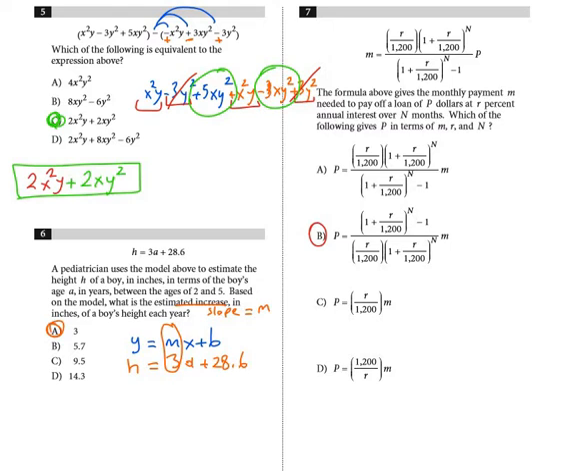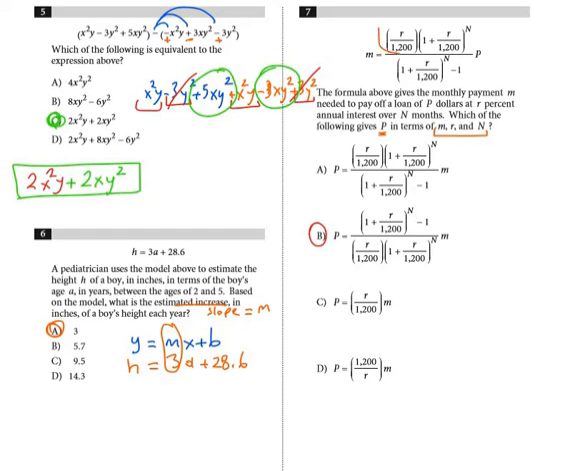Question number 7. We were given a complicated formula above, and this formula gives the monthly payment M needed to pay off a loan of P dollars at R% annual interest over N months. Which of the following gives P in terms of M, R, and N? So this means solve for P in terms of M, R, and N. So we're going to isolate P. If we do it this way, it's going to be too complicated. So let's name each piece.